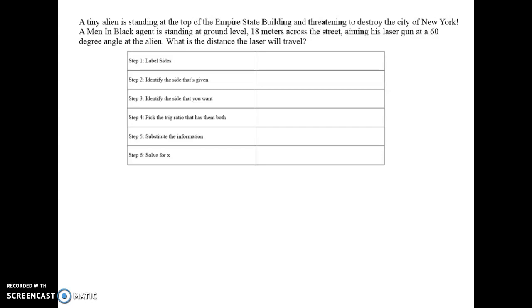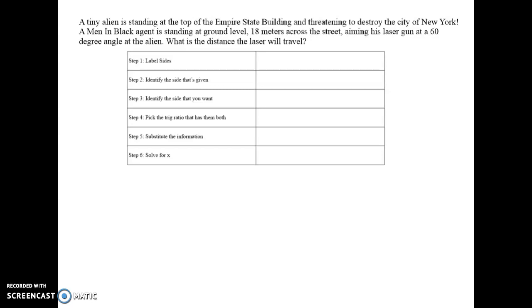Good morning, class. Today we're going to tackle a trigonometry word problem. So the first thing is there's a tiny alien standing on the top of the Empire State Building, threatening to destroy New York. A man in black agent is standing at ground level, 18 meters across the street, aiming his laser gun at a 60-degree angle at the alien. What distance will the laser travel?